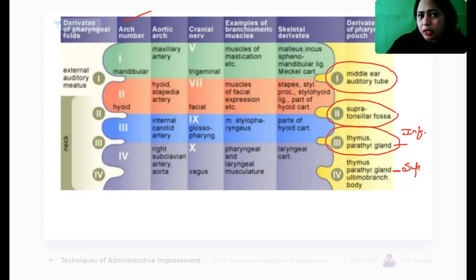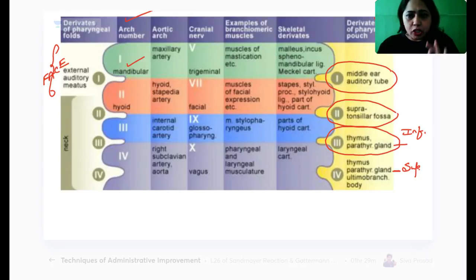Next, there are so many arches. You saw first one, second one, third and the fourth one. Okay, out of this, the first and second arches are very, very important because they give rise to the structures in the face. All those facial deformities are because of the defect in the first and the second arch, as you can see. You have the first arch, mandibular arch. The name of the cartilage is called Meckel's cartilage. Like that, you have the hyoid arch. The name of the cartilage is Reichert's cartilage. Okay, so let's mark this as Reichert's and this one as the Meckel's cartilage.